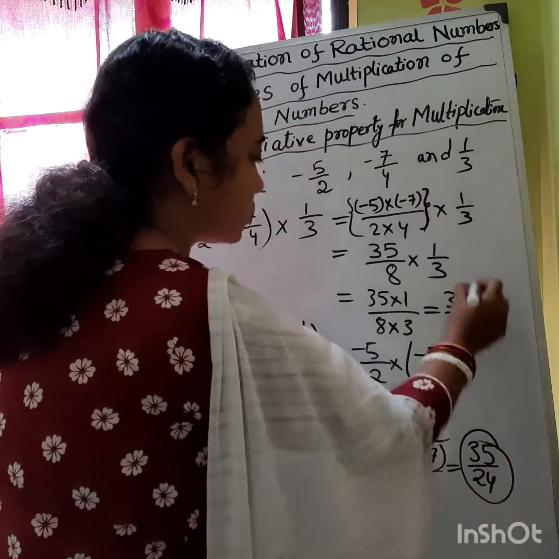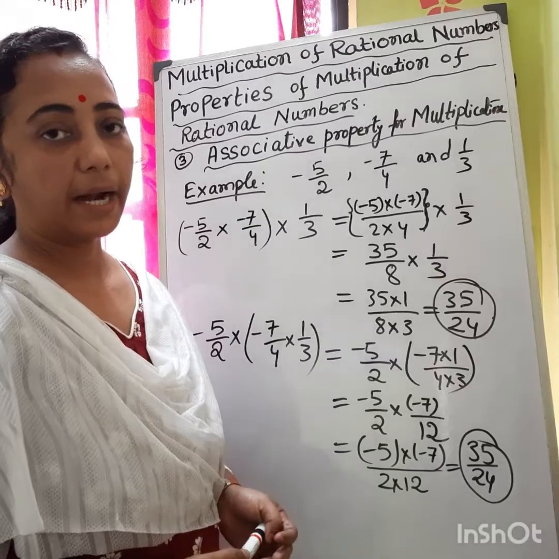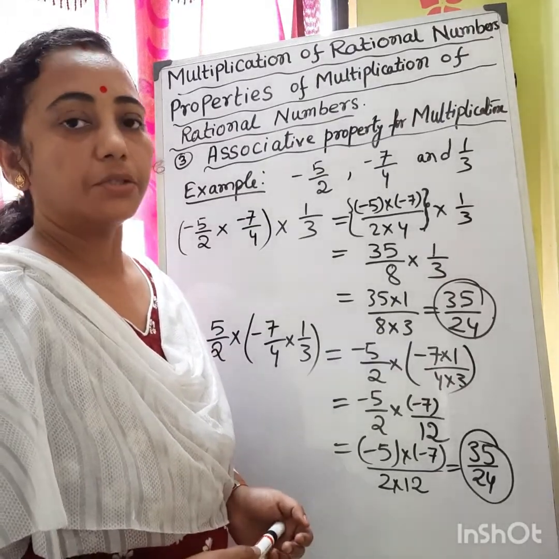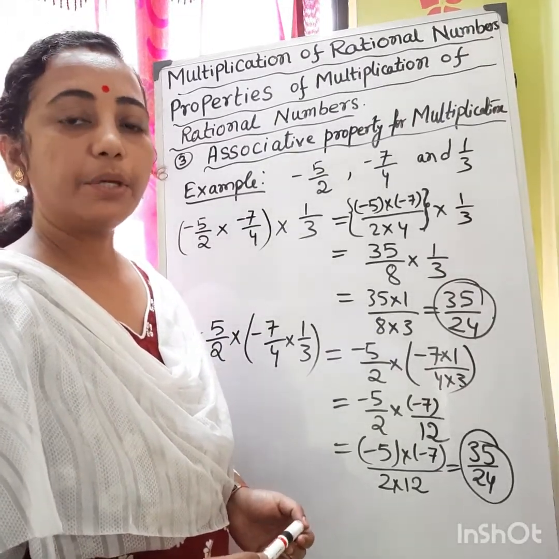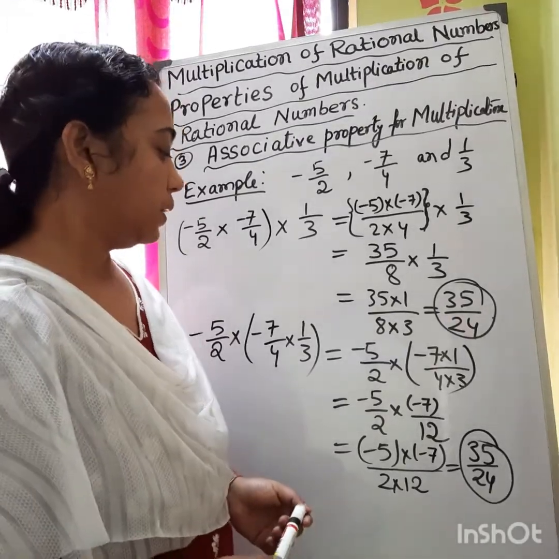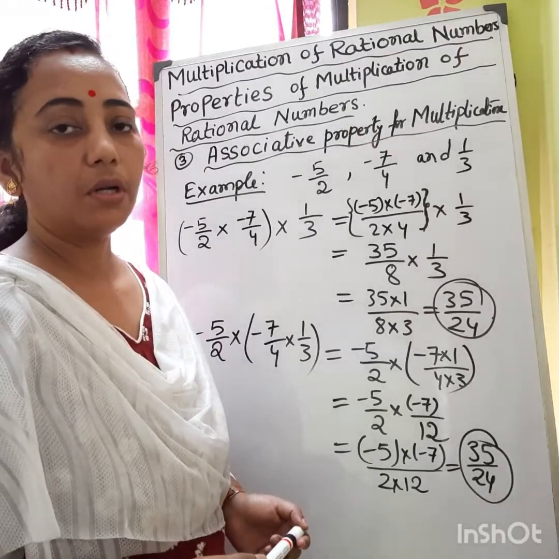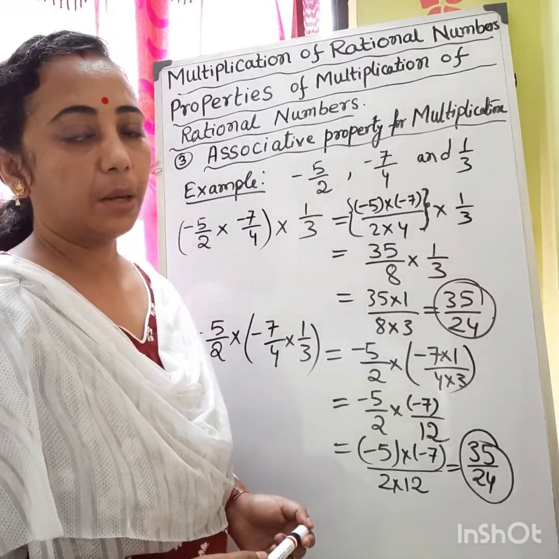So in both the cases we are getting the same result. So from this example we can say that while multiplying three rational numbers, they can be grouped in any order. Their result will be same. So associative property holds for multiplication of rational numbers.